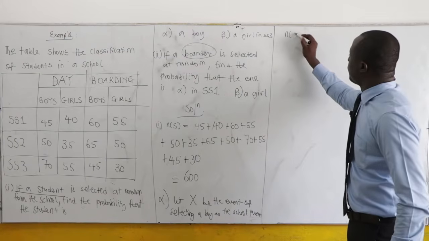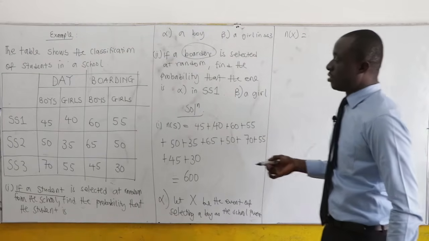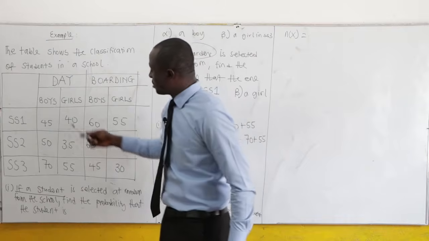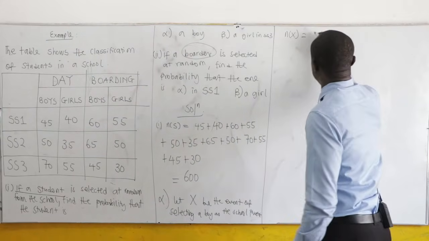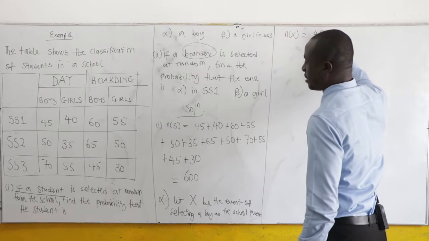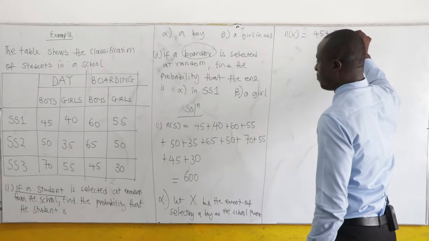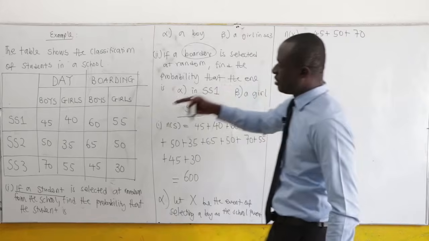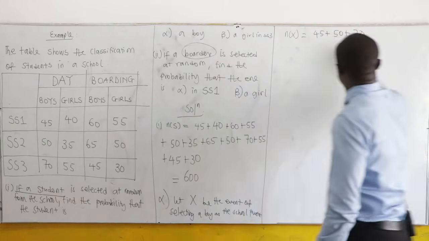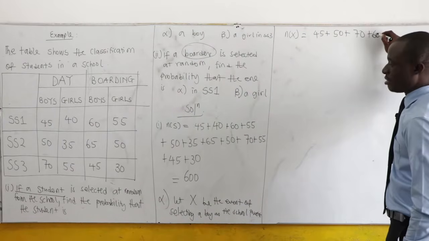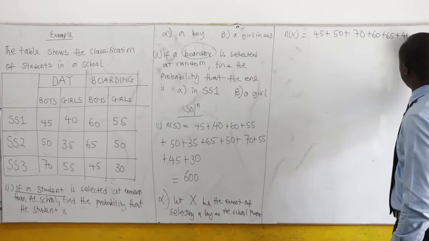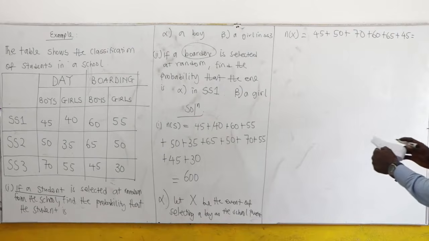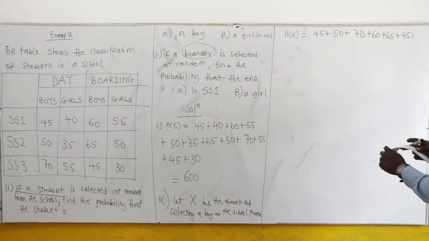So our number of events, the boys. Let's see, what are the boys? The boys, we have 45, 50, 70. So 45 plus 50 plus 70. But this is only the day students. So let's also come to the boarders. We have 60 plus 65 plus 45. And when we add all of this, this is giving us 335.